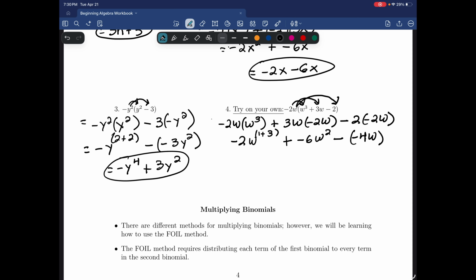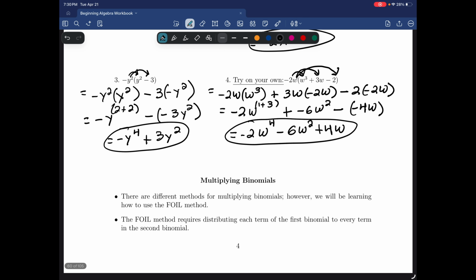Now simplifying this out a little bit more, we're going to get negative 2, w to the 1 plus 3 is w to the 4th power. Then we're going to add, well here actually, when we add a negative number, recall that changes to subtraction. So we're going to have minus 6w squared. And then here, when we subtract a negative number, that changes to addition. So we're going to get plus 4w. And that's your final answer.